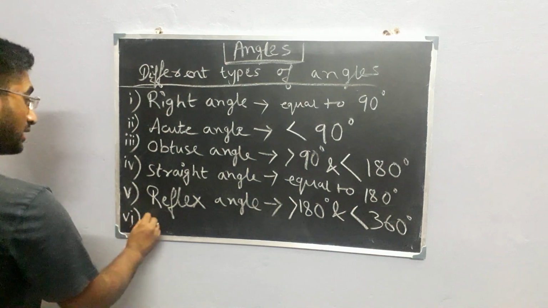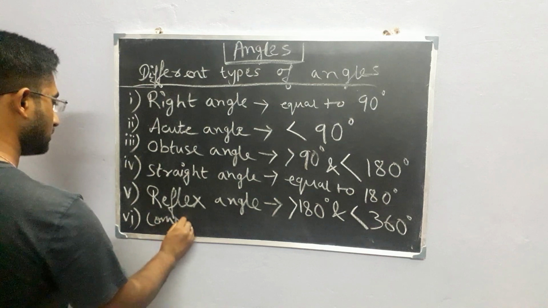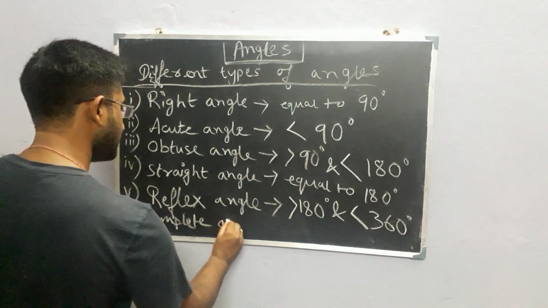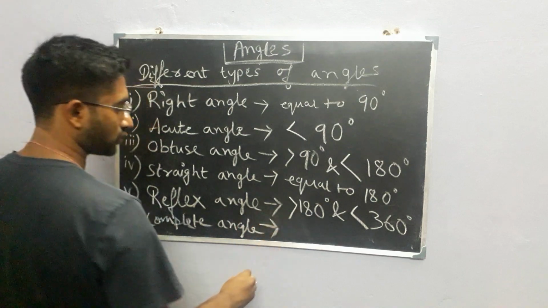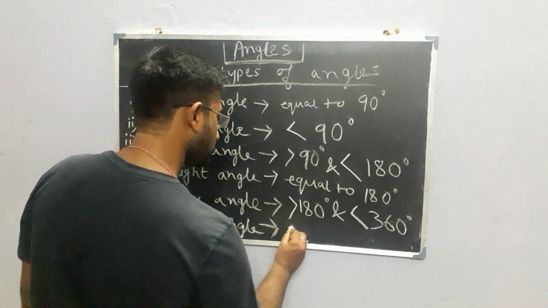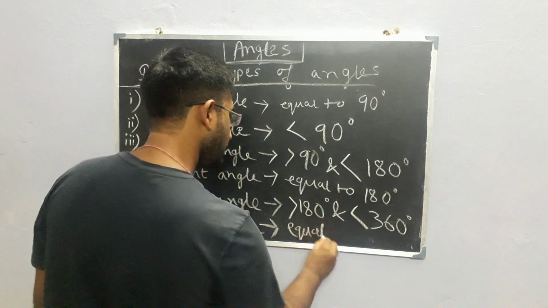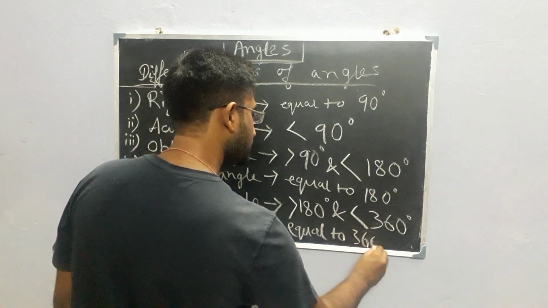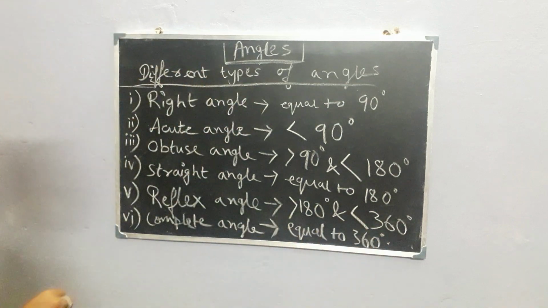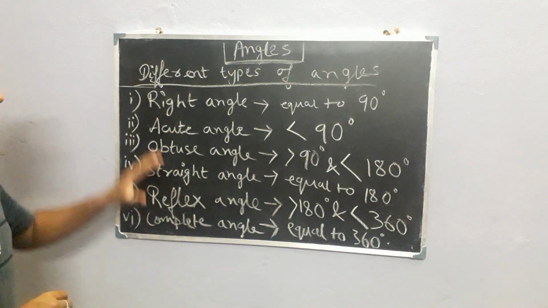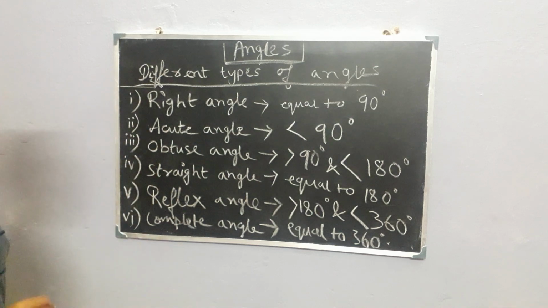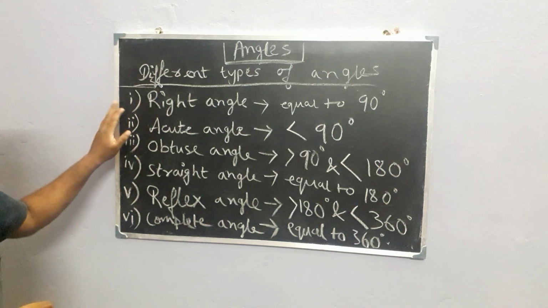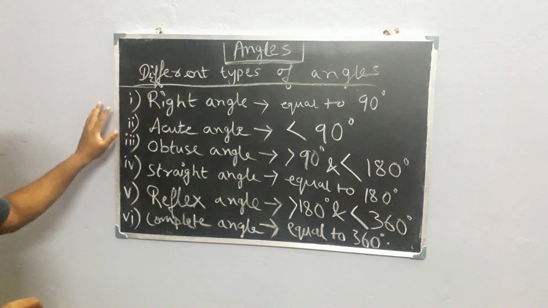And now sixth one is your complete angle. Now what is complete angle? I hope you all have guessed it, and most of you have guessed correctly, right? Which is equal to 360 degree. So this is your complete angle. So these are the different types of angles, 6 different angles that are there, and you need to keep in mind, note this down because you will be requiring this. All right, and apart from this there are few other angles which I'll discuss again.